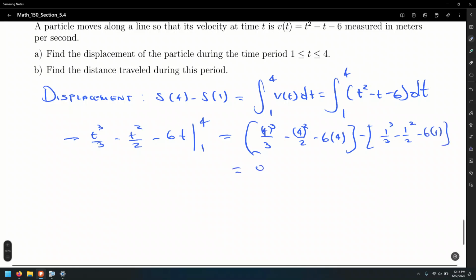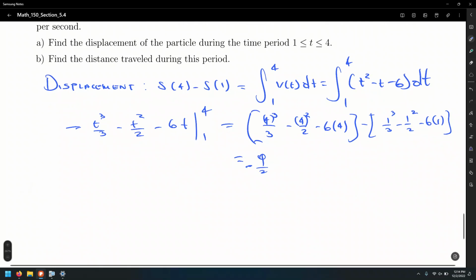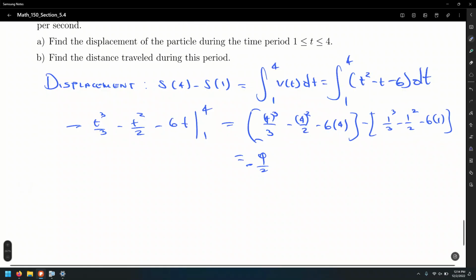And that should give us 9 halves. Actually, negative 9 halves. All right? So that's going to be the displacement in this case. And I'll show you in a second why we are getting a negative value. So I'm going to move to the graphing calculator here.